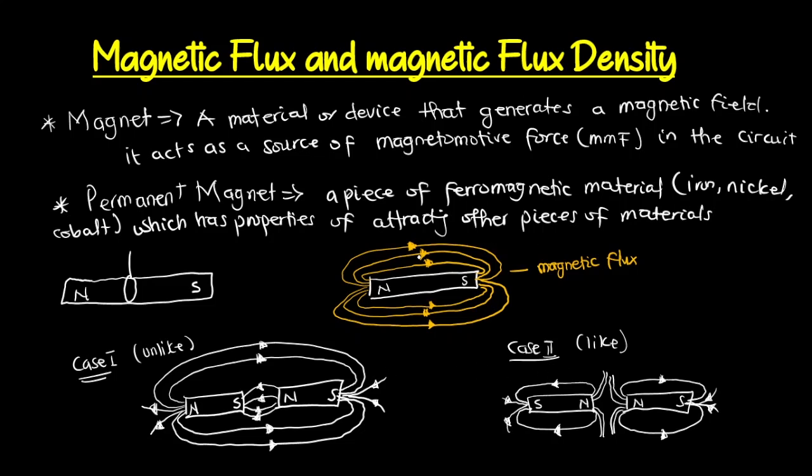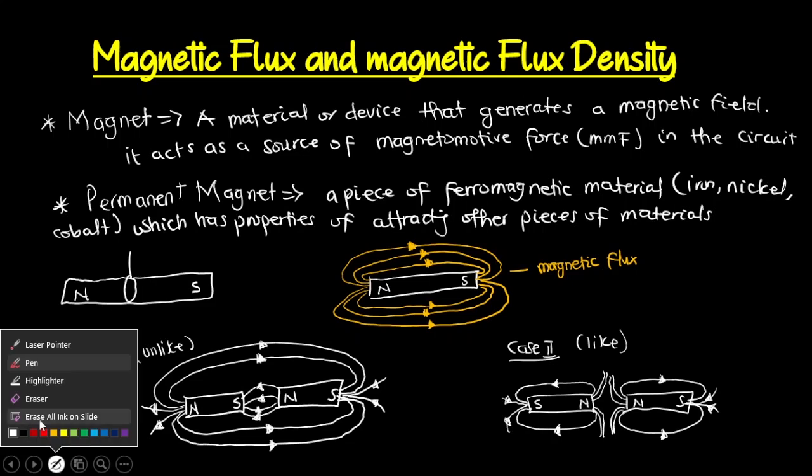All right, now let's look at some definitions of some terms: magnetic flux and magnetic flux density. When we talk about magnetic flux, this is the amount of magnetic field, or the lines of force, produced by a magnetic source. So magnetic flux is the amount of magnetic field produced by a magnetic source, or the number of lines of magnetic force produced by a magnet.